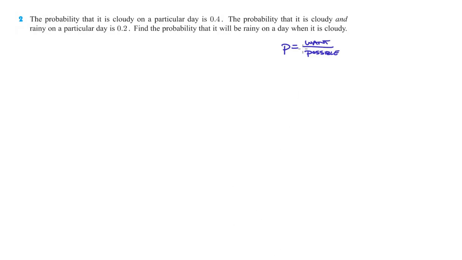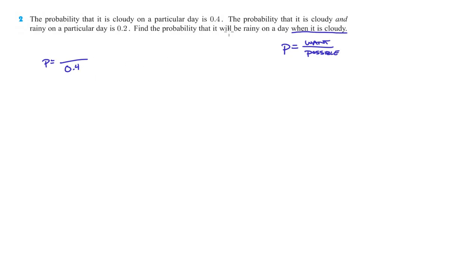Okay, so what's important to remember is probability is what you want to happen over what could possibly happen. The key here is it says find the probability that it will be rainy on a day when it is cloudy. So we know for sure that it's a cloudy day. We're not even talking about the sunny days or whatever. So the possible is going to be just the cloudy days. That's what we're choosing from. So the probability that it's cloudy on a particular day is 0.4. So that's the only possible.